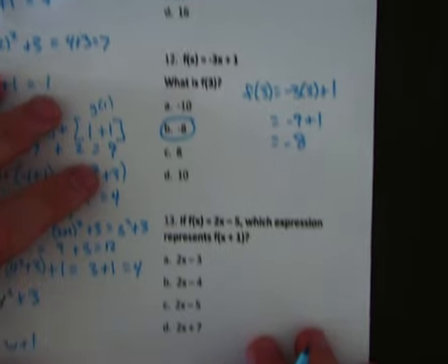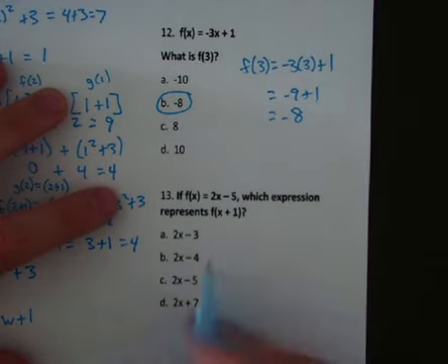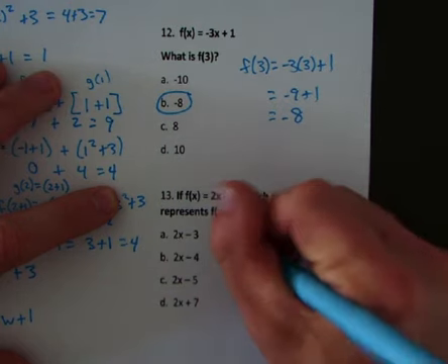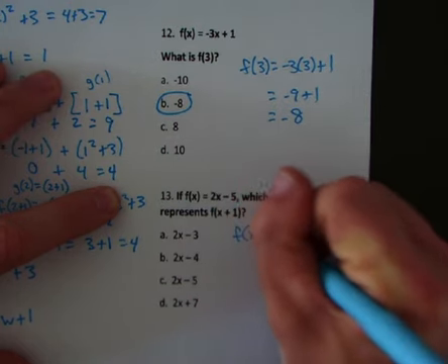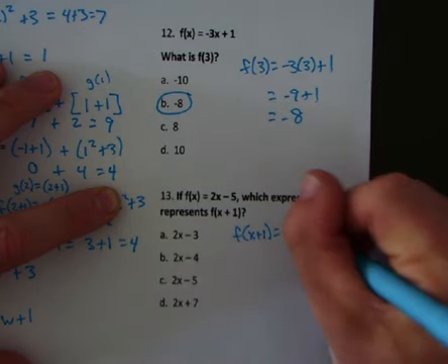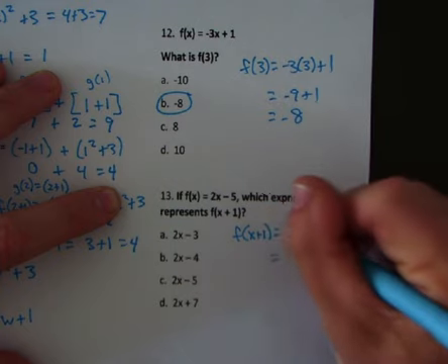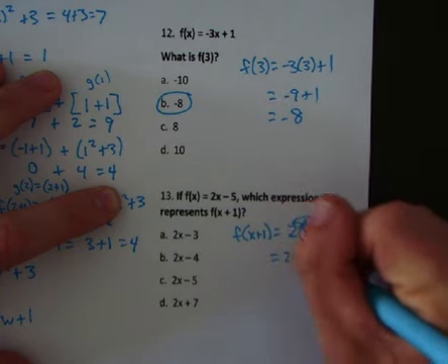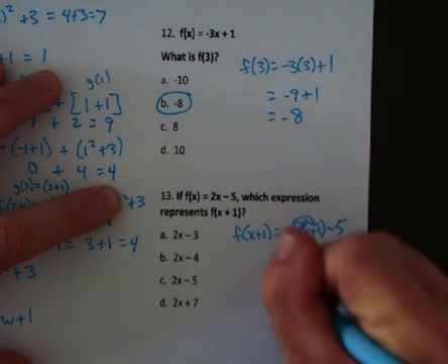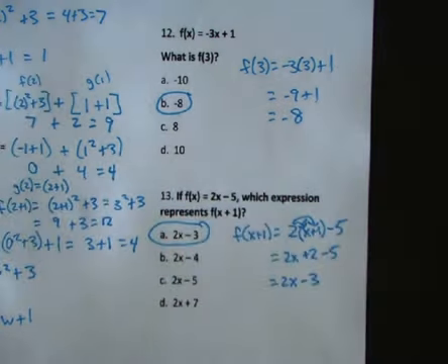Finally, it says if f of x equals 2x minus 5, which expression represents f of x plus 1? Well, f of x plus 1 equals 2 times, we're going to plug x plus 1 in for x, minus 5. That equals, we're going to distribute, 2 times x is 2x, plus 2 times 1 plus 2 minus 5, which equals 2x minus 3. That is our answer. Okay?